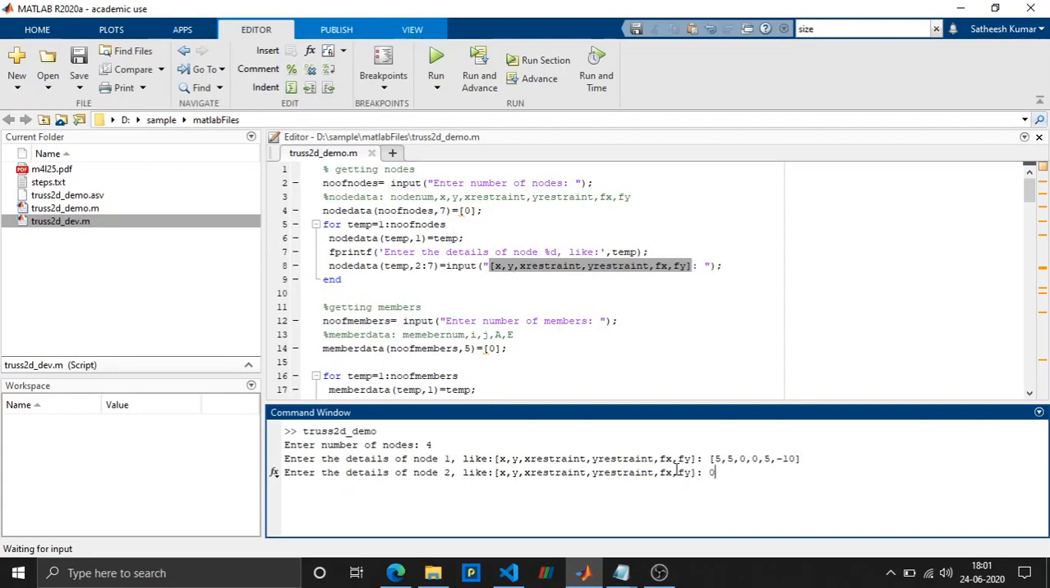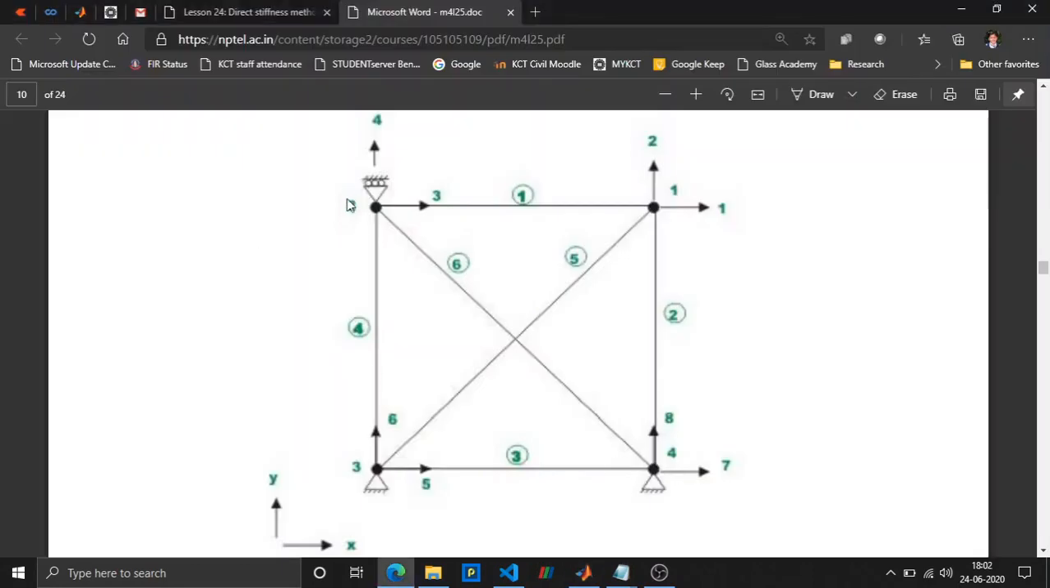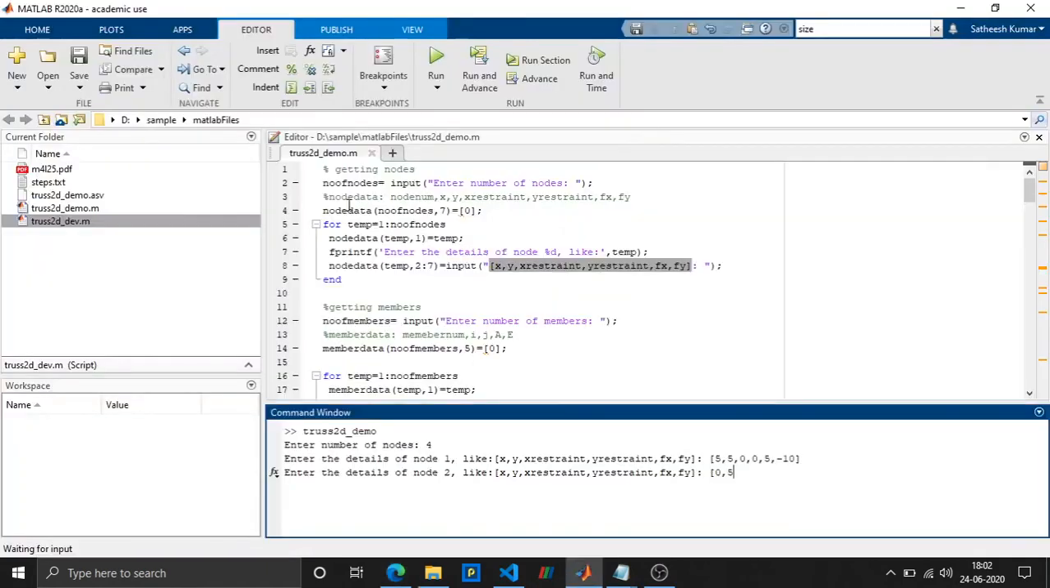Similarly, our second node is located at 0, 5, and there is a restraint only in the y direction. So 0 represents no restraint and 1 represents yes. 0 means no, 1 means yes. In a similar sense I have used it. There are no external forces. The third node is located at 0, 0. Both the coordinates are restrained and there are no external forces. And the fourth node is located at 5, 0. Both are restrained and no external forces.